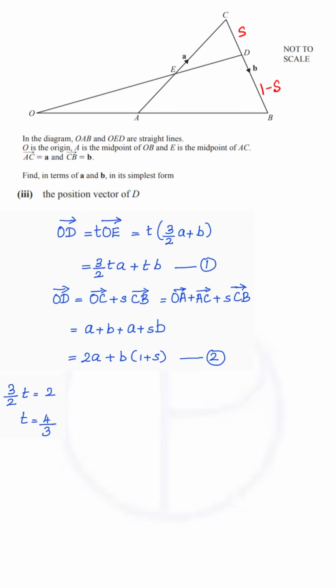So we get OD is equal to 3 over 2 times 4 over 3a plus 4 over 3 times b. So 3 and 3 gets cancelled. 2 goes into 4 2 times. So 2a plus 4 over 3b is the value of vector OD.